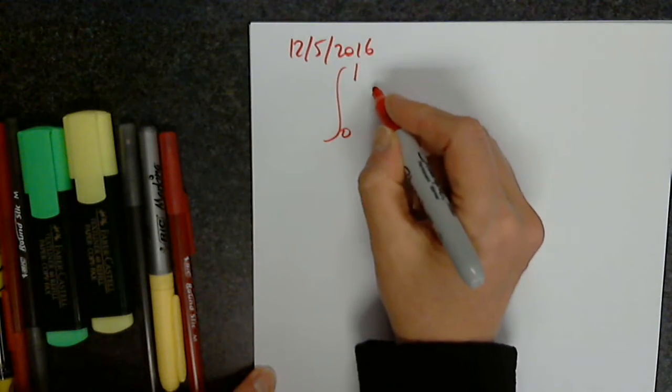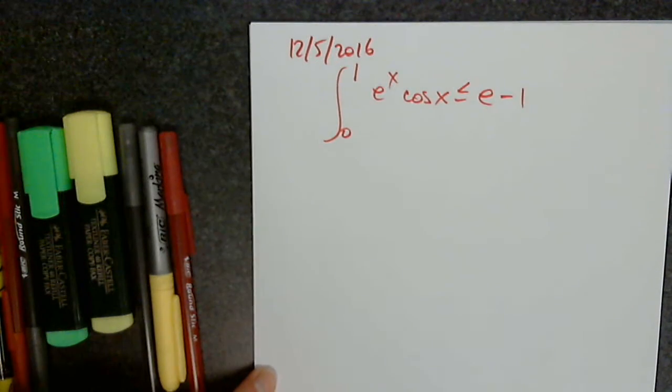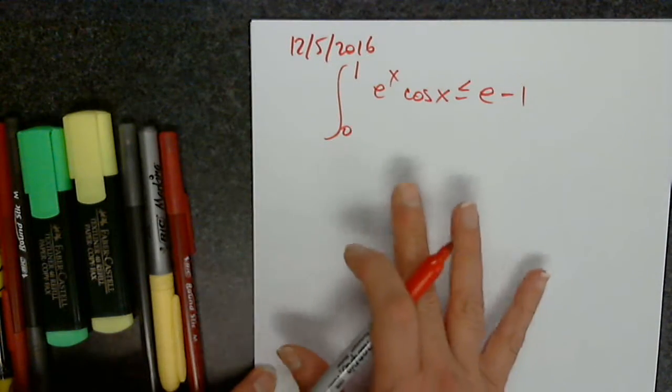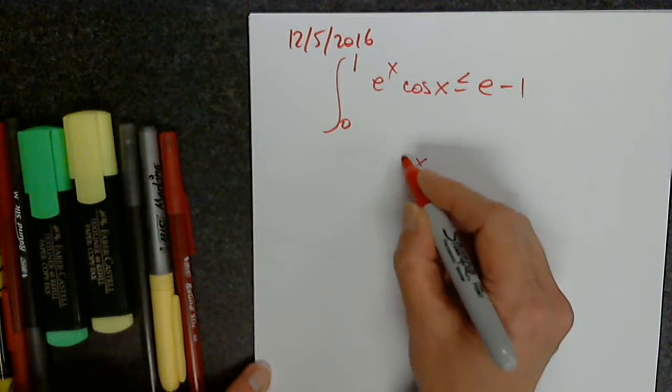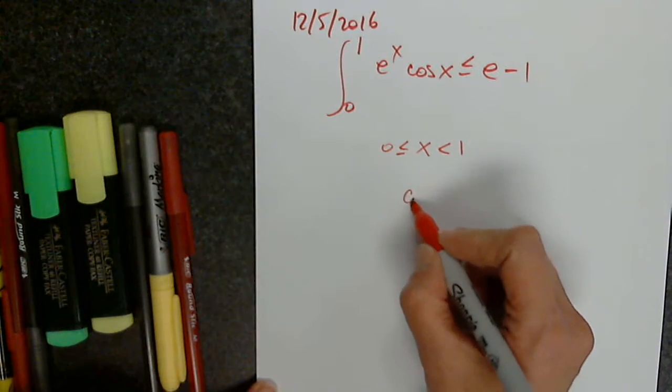So we have the integral from 0 to 1 of e to the x cosine x is less than or equal to, they say, e minus 1. Okay, no one can integrate this, so don't even try. So I know that x is between 0 and 1. Would you agree? Well, what about cosine x?